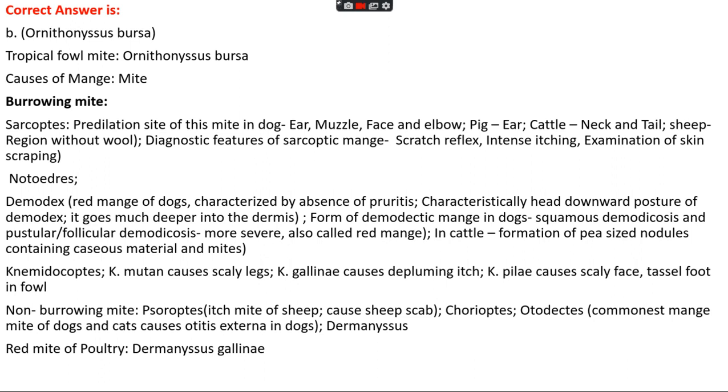Notoedres is another type of mite which is mainly found in fowl. Notoedres mutans mainly causes scaly leg. Knemidocoptes gallinae causes deplumming itch. Knemidocoptes pilae causes scaly face, tassel foot in fowl, etc. Okay. Non-burrowing mites mainly include Psoroptes. Psoroptes causes itch mites of sheep, causing sheep scab. Chorioptes. Otodectes is the commonest mange mite of dog and cats, which mainly causes otitis externa in dog. Dermanyssus gallinae causes red mite of poultry.